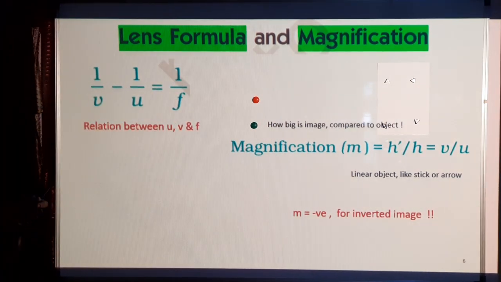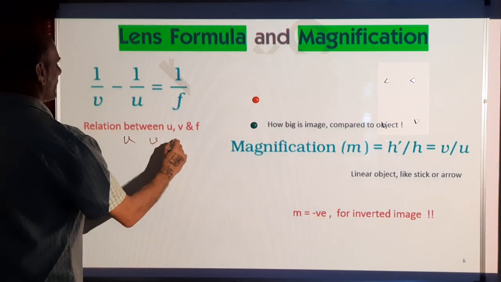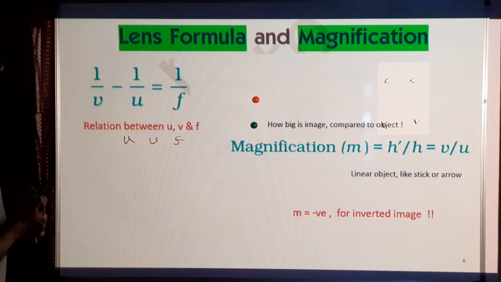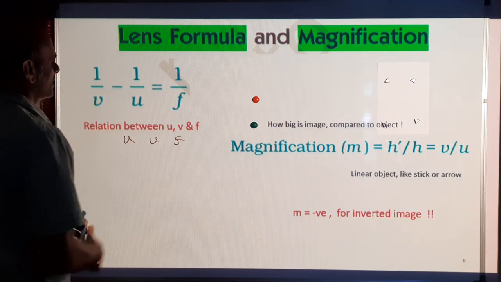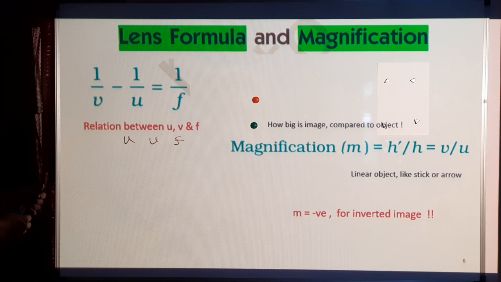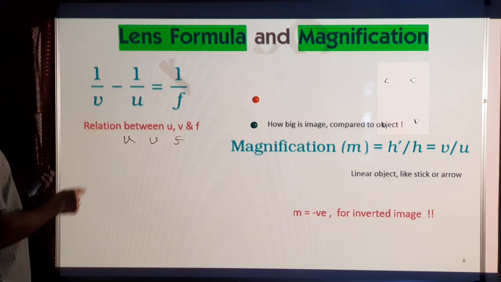Lens formula for a spherical lens relates u, v and f. u is the object distance with the sign, v is the image distance with the sign, and f is the focal length with the sign. So the formula is 1 by u plus 1 by v equals 1 by f, and with the u we have a negative sign.